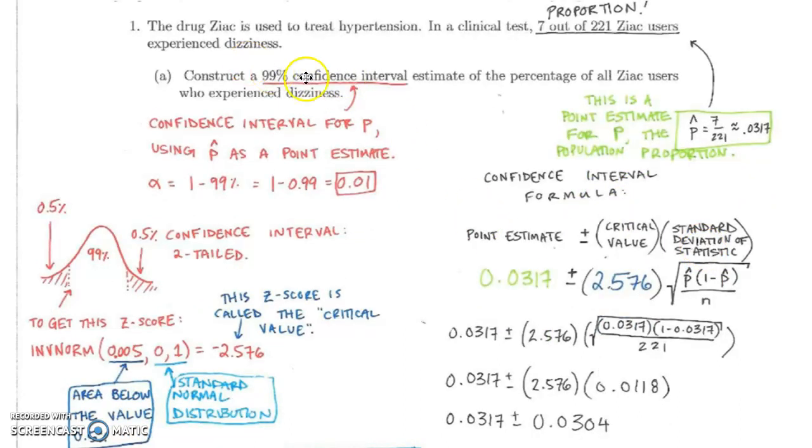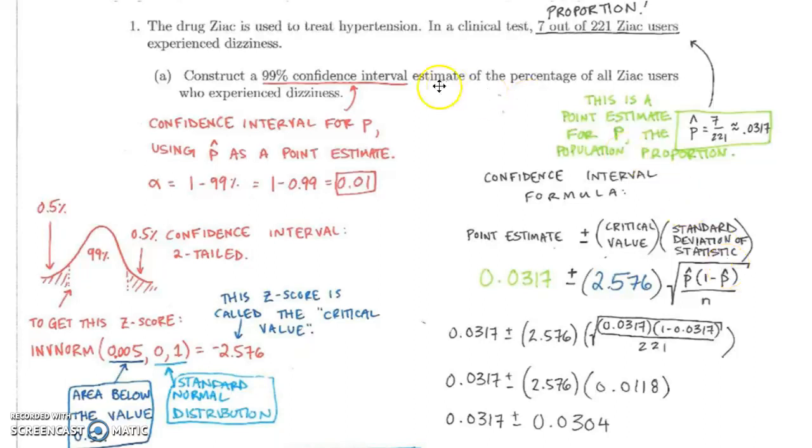It asks us to construct a 99% confidence interval, and every confidence interval is calculated in the same way. We're going to try to figure out what the point estimate is, which in this case is 7 over 221, the critical value, which is going to be based on the normal curve, and the standard deviation of the statistic, which in every different case, if it's p hat, for example, it's going to be this standard deviation calculation. If it's x bar, there's going to be another standard deviation calculation.